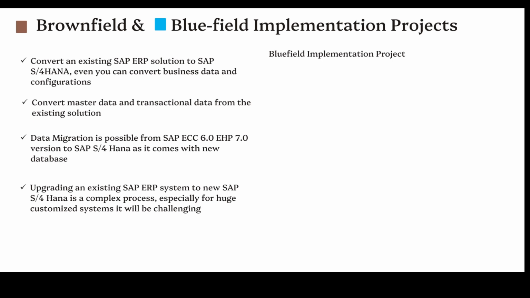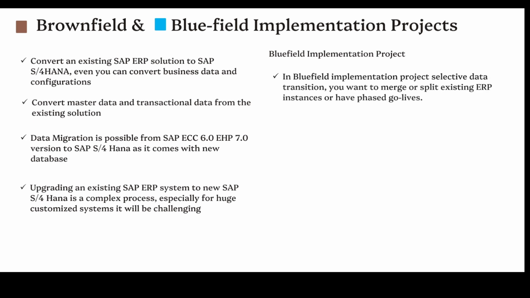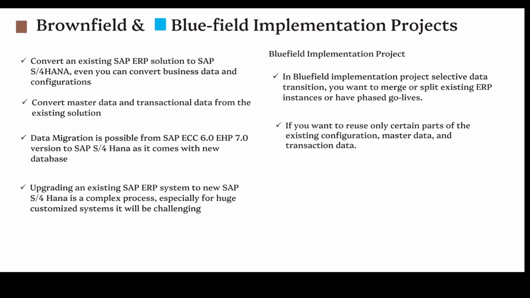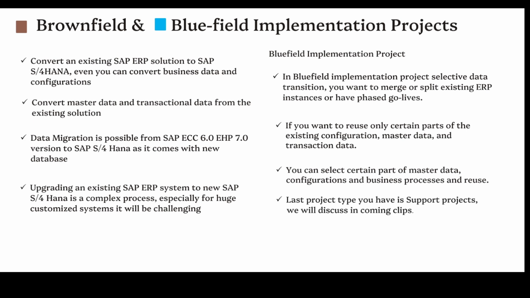Let us discuss what is a bluefield implementation project. In a bluefield implementation project, with selective data transition, you want to merge or split existing ERP instances or have phased go-lives. If you want to reuse only certain parts of the existing configuration, master data, and transaction data, you can select certain parts of master data, configurations, and business processes and reuse. The last project type you have is support projects, which we will discuss in coming clips.